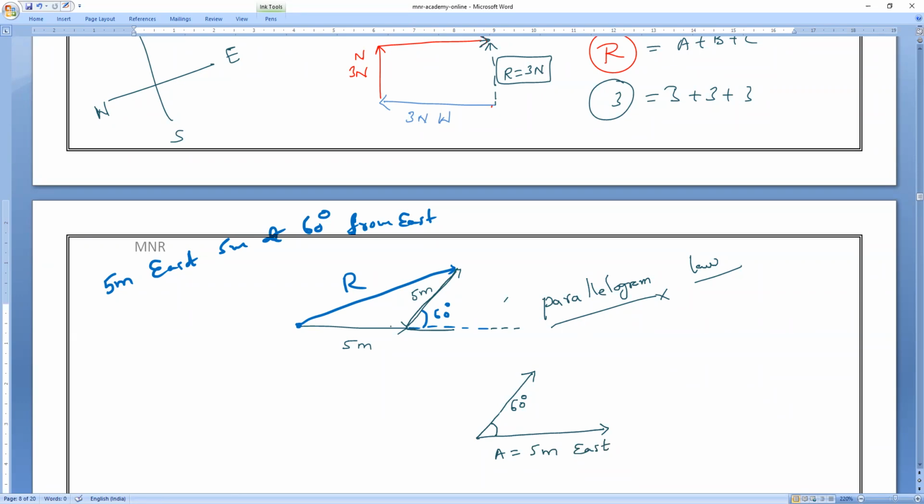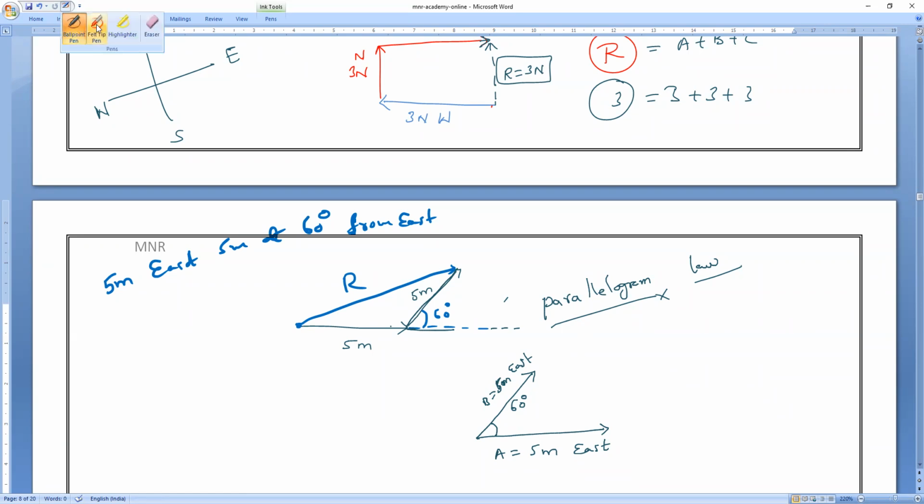East. Understand? So now with the 60 degrees angle, the other one is also, B vector is also how much? 5 meters, at a 60 degrees angle, again traveling to the east only. Okay, now we want to find the resultant vector.